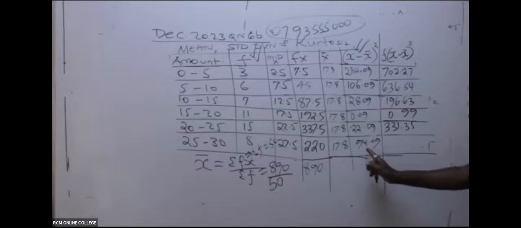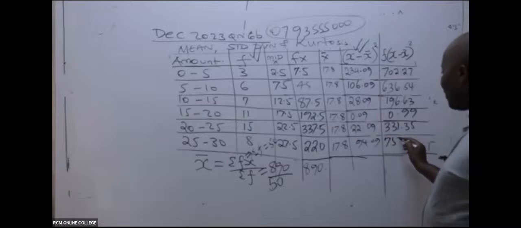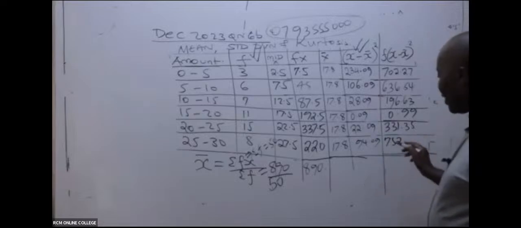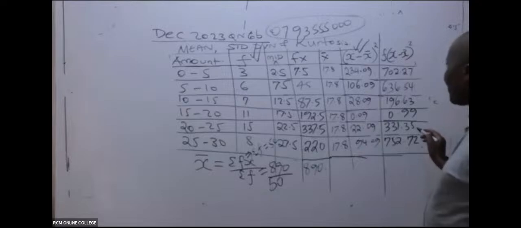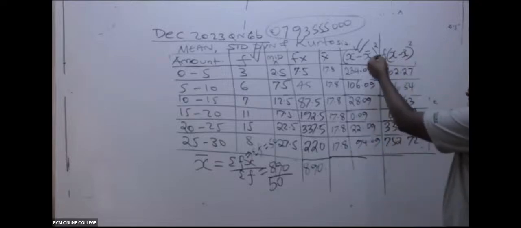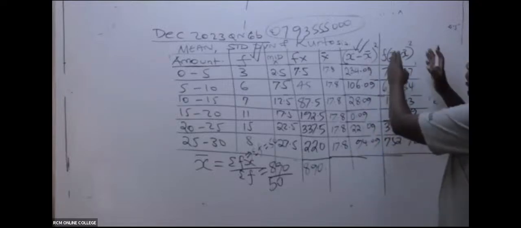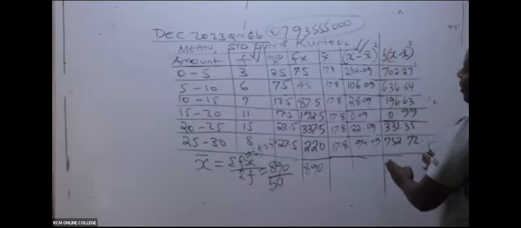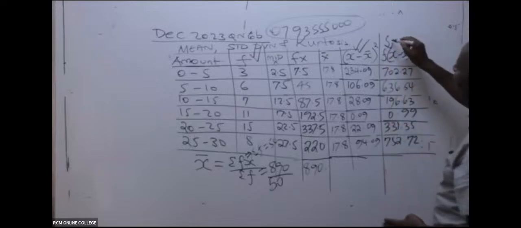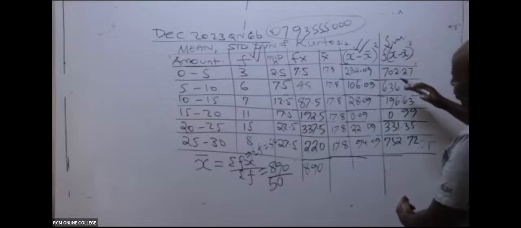So 8 times 94.09, we're getting 752.72. Now, once you've been able to attach these weights, the frequencies, you can go ahead and add this column. This column, you sum the entire column.